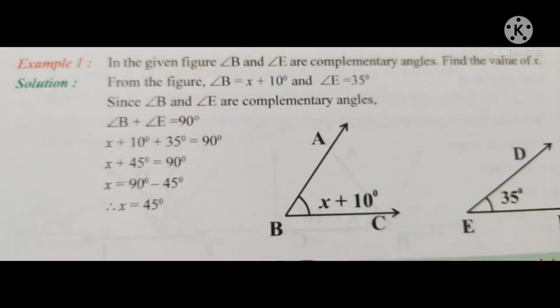x plus 10 degrees plus 35 degrees equals 90 degrees. x plus 45 degrees equals 90 degrees. x equals 90 minus 45 degrees. So x equals 45 degrees.